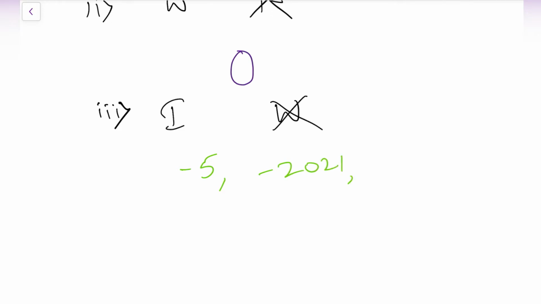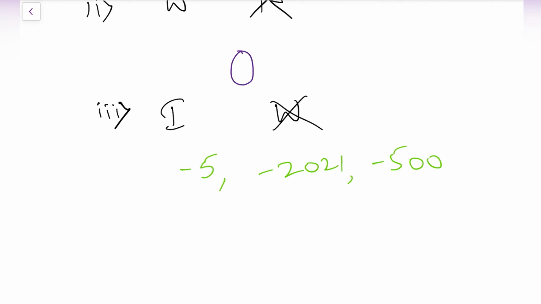Next, third question in this. An integer which is not a whole number. An integer we need to write, it should not be a whole number. So whole numbers means from 0 onwards they start. So except 0 and positive numbers, we can write any other numbers. For example, minus 5, minus 2021, minus 500, like this. Except 0 and positive numbers.